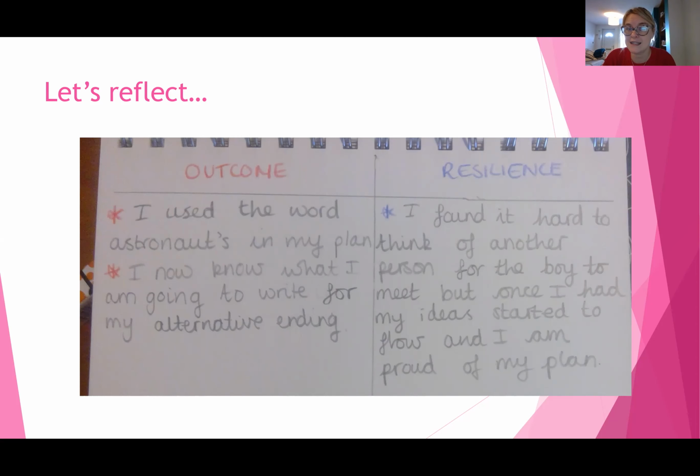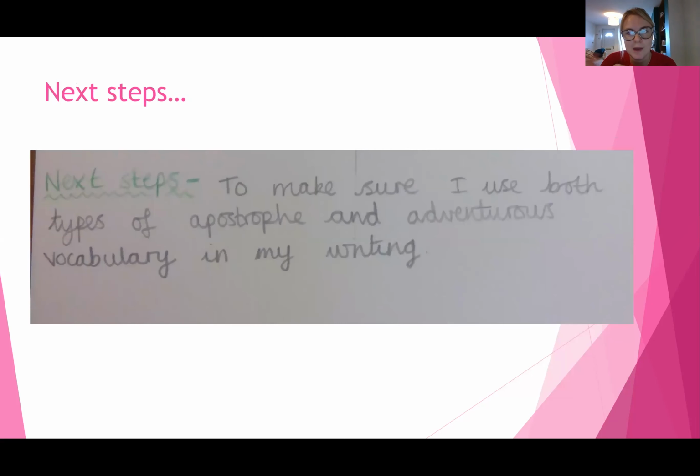Right, last thing. We haven't done this yet, but I would like us to think, now we've done our plan and we're happy with it, what are our next steps? So when we actually come to write our alternative ending, is there anything we need to make sure we remember to do next time? So I read back through my plan and I thought to myself, because it's just a rough plan, great, I'm really proud of it.